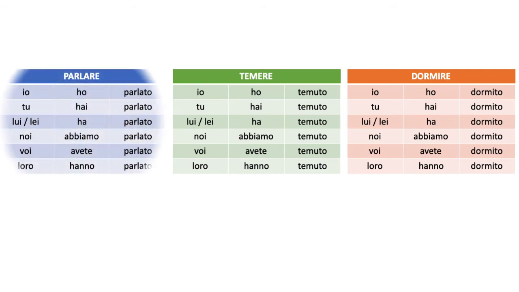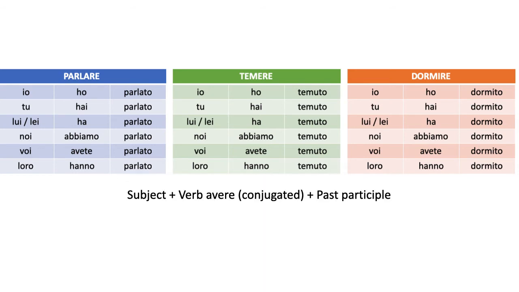Same thing for adverbs, parlare, right? Subject, verb avere, past participle. Okay? This is the structure you need to use. So for example, if I want to say I studied, right? In English, I use just 2 words, right? I and studied. In Italian, you need 3. You need the subject, the right form of avere, and the past participle of the verb.